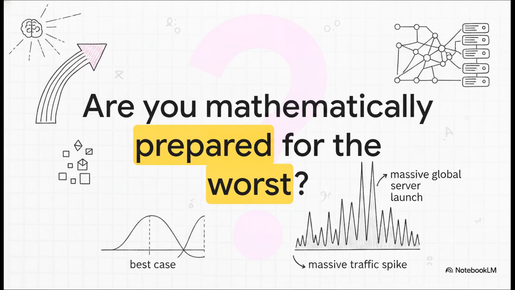So I want to leave you with this final thought to ponder. If your code encounters a massive traffic spike tomorrow, are you just crossing your fingers and relying on the best case, or are you mathematically prepared for the worst?